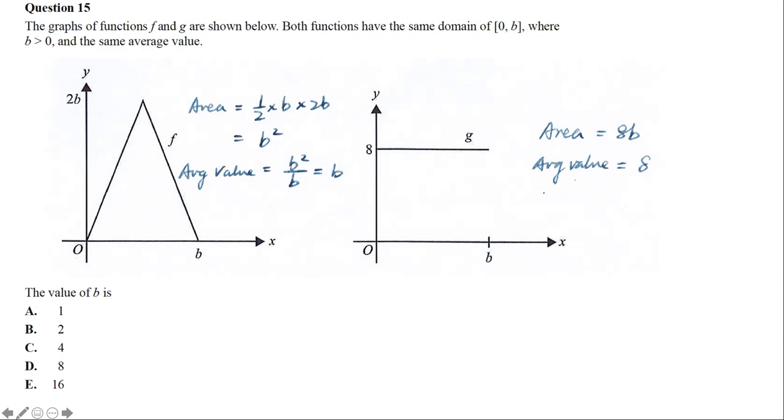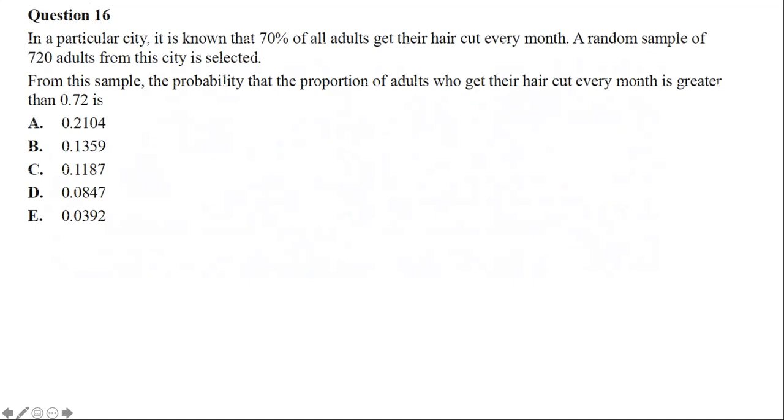The right-hand side, you have a rectangle, so the area is simply 8b, and the average value is 8, because 8b divided by b, the interval length, is 8. Equating these two expressions, you will directly get option D. The value of b is equal to 8.